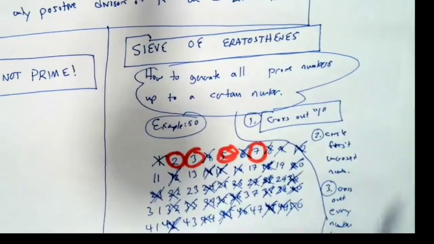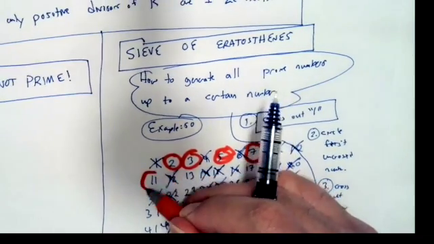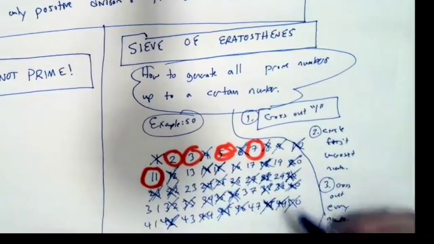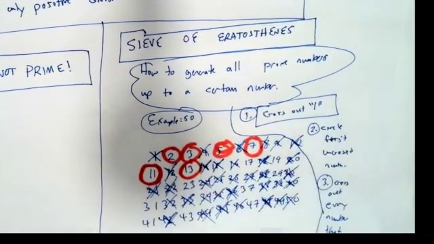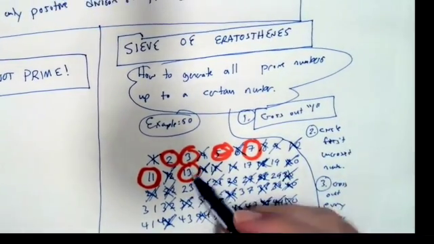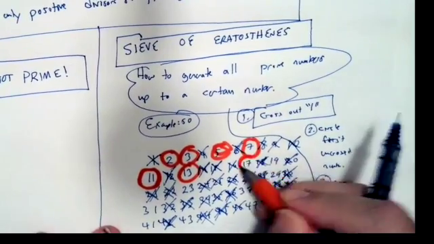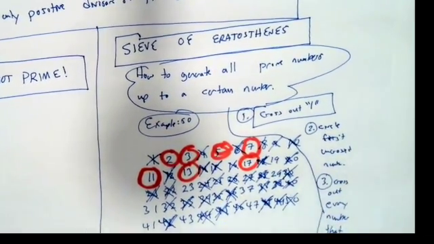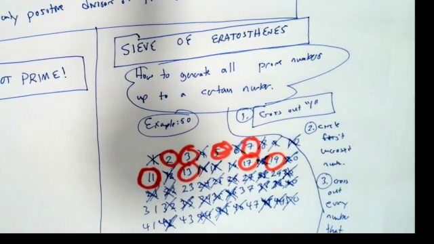And I come to 11. 11 is not crossed out, so I circle it. Then I cross out every 11th number. I come to 13. 13's not crossed out, so I cross out every 13th number. I come to 17, not crossed out. I cross out every 17th number. 19 not crossed out, and I just keep doing this.